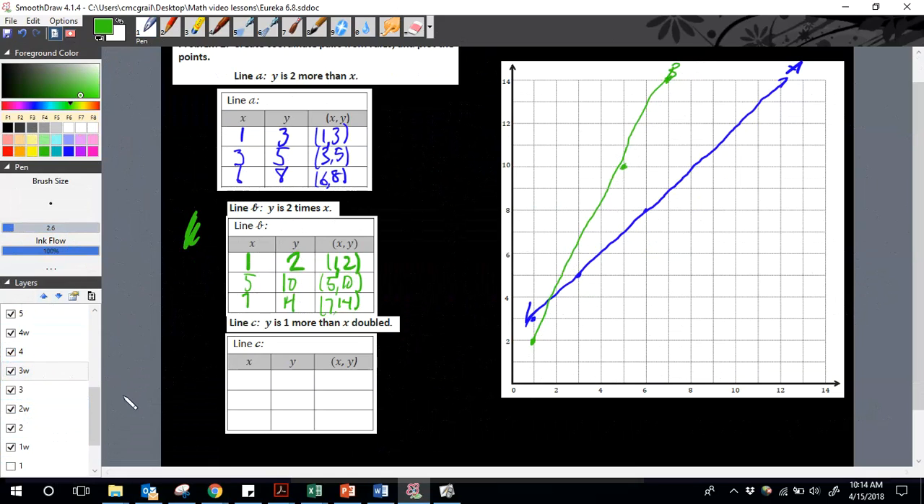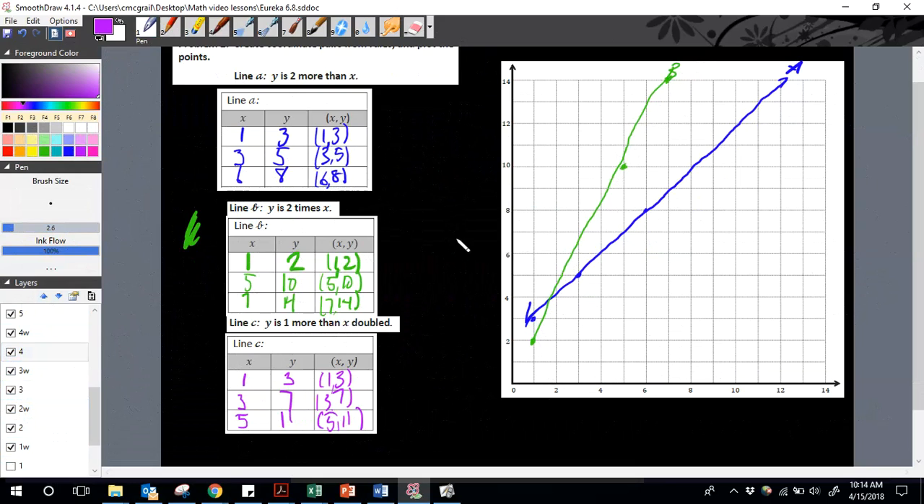Let's take a look at line C. So the rule for C is y is 1 more than x doubled. So I'm going to double x and then add 1. So if x is 1, then y is going to be doubled and then add 1, so 3. If x is 3, let's double it and get 6 and then add 1 more and we'll get 7. So we have 1, 3, 3, 7. And if x is 5, it's times 2 is 10 plus 1 is 11. So 5, 11.